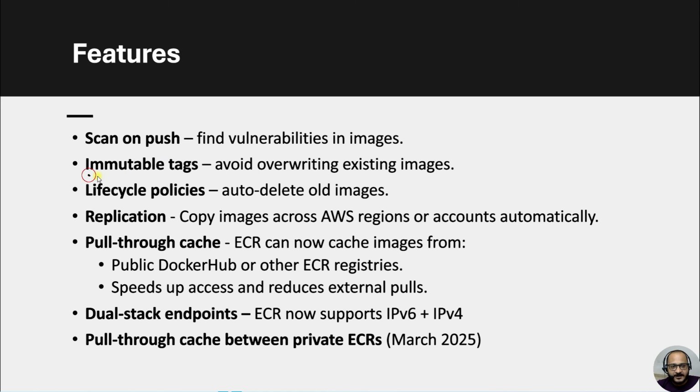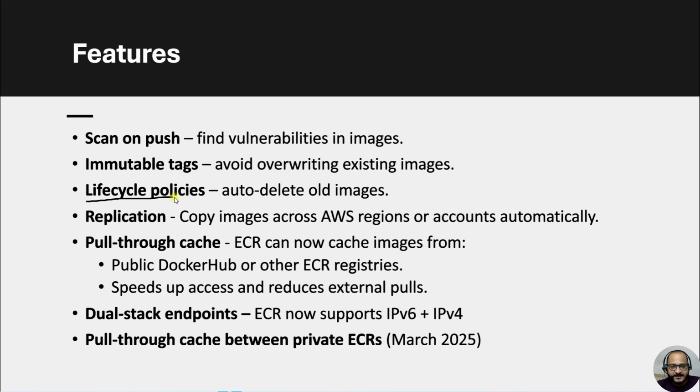Second, we have immutable tags. This is generally used to avoid overwriting existing images. If we already have an image with a name and we push a new image with the same name again, then it will overwrite. So we use immutable tags so the existing image will not be overwritten.